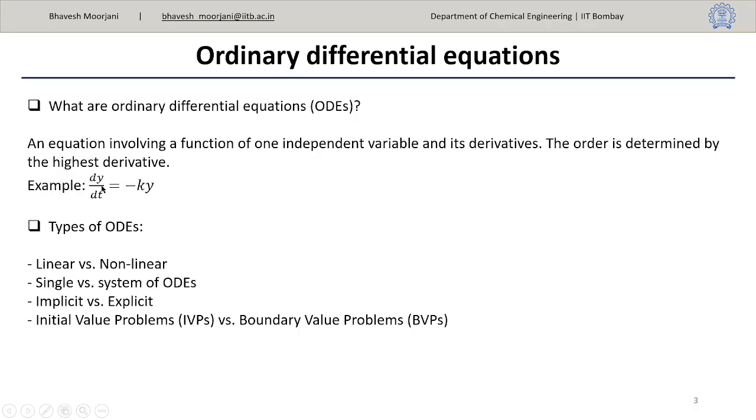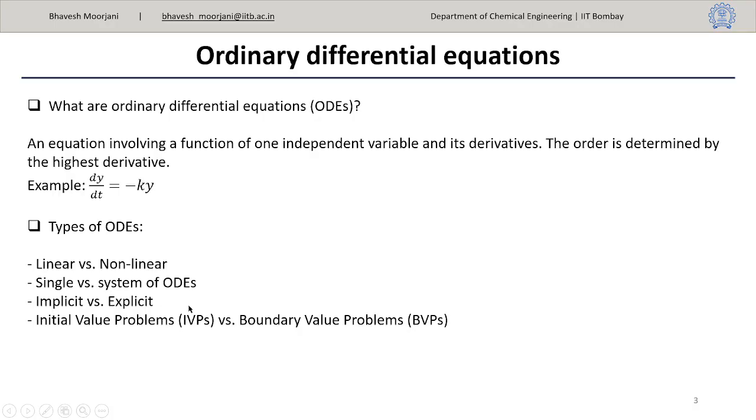So here I have dy by dt, so only one dependent variable y is given. But let's say I have two variables x and y, and I have dx by dt, dy by dt with time. Okay, so then it becomes a system of ordinary differential equations where x and y values both are relying on the time. Then you have implicit versus explicit equation.